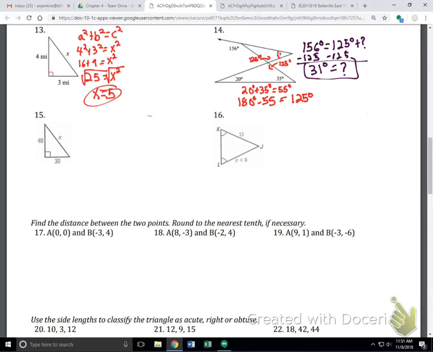We're back to the Pythagorean theorem for number 15. So we have a squared plus b squared equals c squared. It does not matter if a is 40 or 30. So 40 squared plus 30 squared equals c squared, which is my x squared value. We're looking for x. 1,600 plus 900 equals x squared. Combine my like terms, 2,500 equals x squared. Square root both sides.